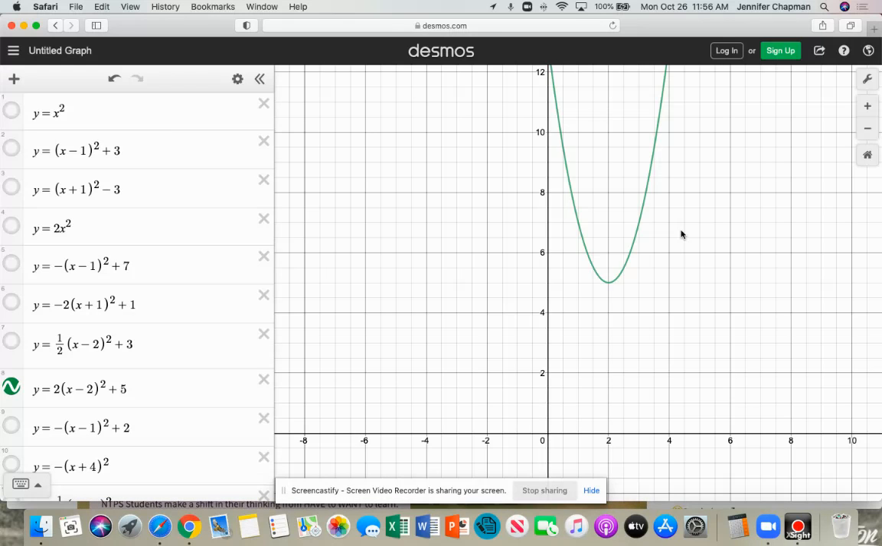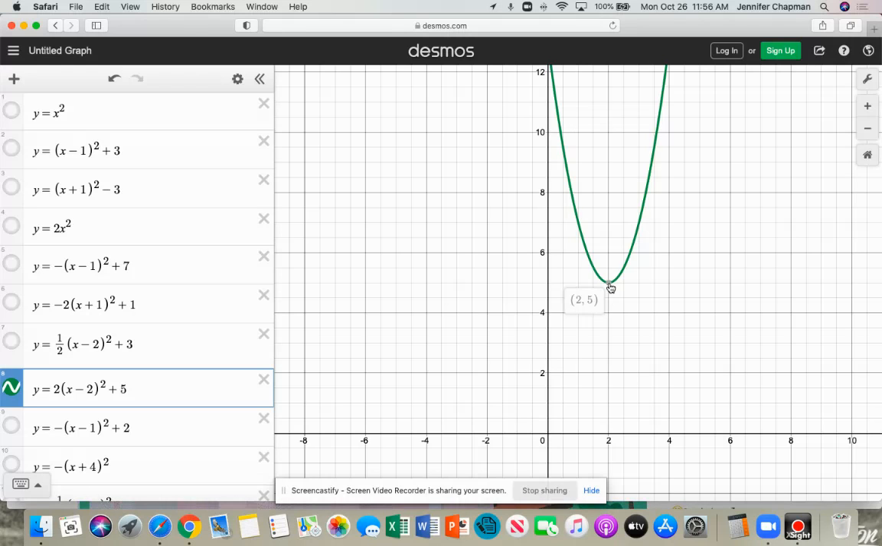Identify the vertex. Well, the vertex is that point where your function bounces. So in this case, it's a positive function, so it comes down and it bounces right there and then goes back up. In Desmos, if you click on that, it'll actually give you that point. You've got to click on the vertex. So my vertex is (2, 5); h is 2, k is 5.